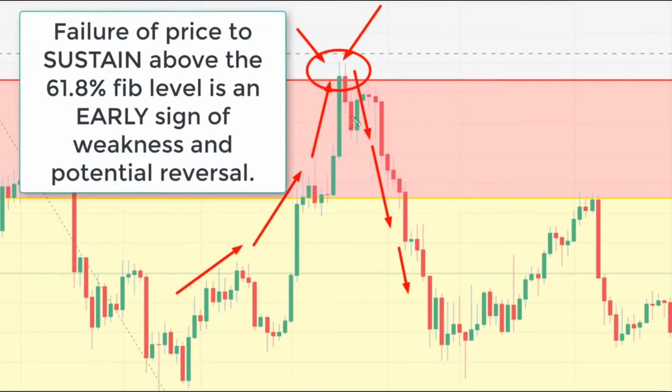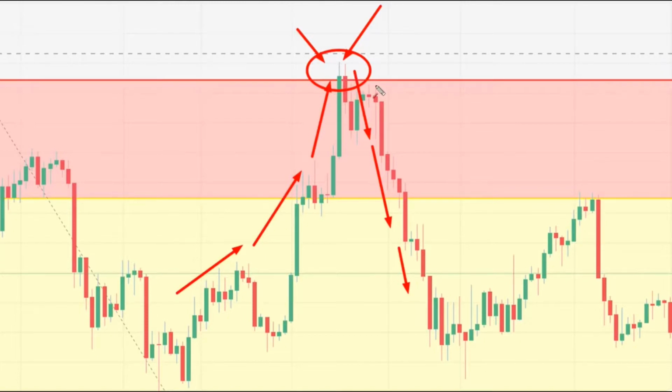It did not do that. And the fact that it failed, this is an important point. The fact that Bitcoin failed to get above that 61.8% level is an early powerful signal that there is internal weakness. And that is usually the level where sellers can take control and push the market in the opposite direction, as it happened with Bitcoin right there.